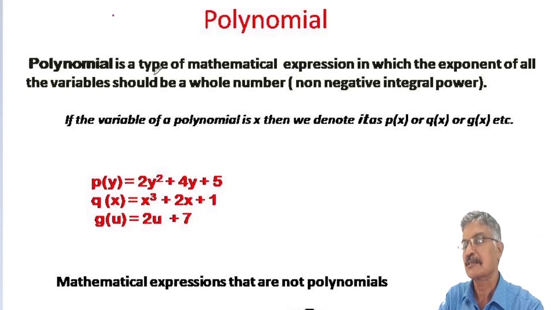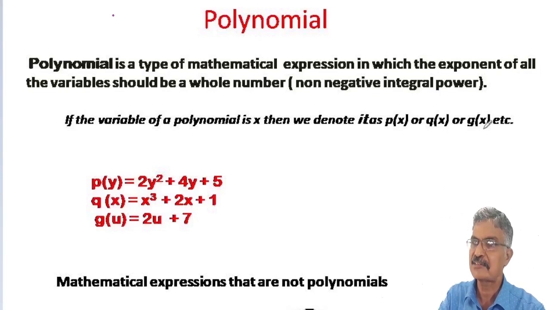Before we go to the topic, we will take a brief look at what we have studied in 9th standard. In 9th standard, we have studied that a polynomial is a type of mathematical expression in which the exponent of all variables should be a whole number. Whole number means 0 along with positive integers. If the variable of a polynomial is x, then the polynomial is represented as p(x) or q(x) or g(x). If the variable is y, we will represent the polynomial as p(y), q(y), g(y). And if the variables are x and y, we will represent the polynomial as p(x, y).